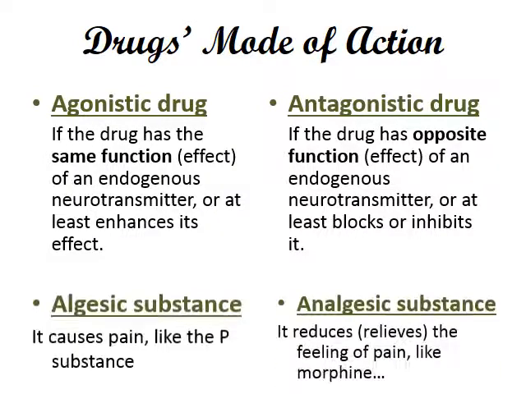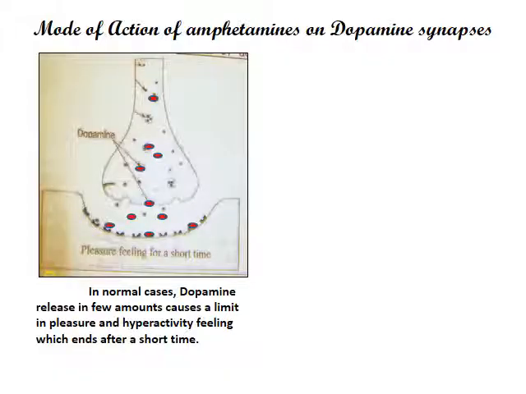We have algesic and analgesic substances. Algesic causes pain, like a pain substance, and analgesic reduces or relieves the feeling of pain. An example of this is morphine. Mode of action of amphetamines on dopamine synapses. In normal cases, dopamine is released in small amounts, causing a limited feeling of pleasure and hyperactivity, which ends after a short time.